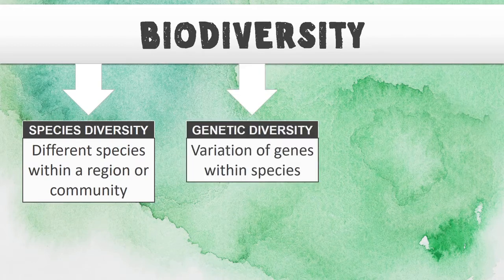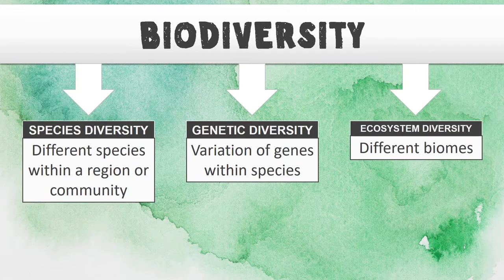Second, genetic diversity, which refers to the variation of genes within species. Examples are different breeds of dogs and varieties of flowers. And the third one is ecosystem diversity, which refers to the different biomes. Examples are desert, rainforest, tundra, and marine ecosystem.